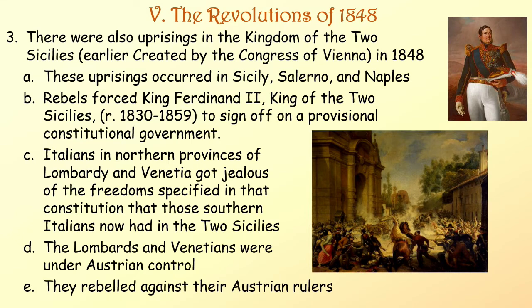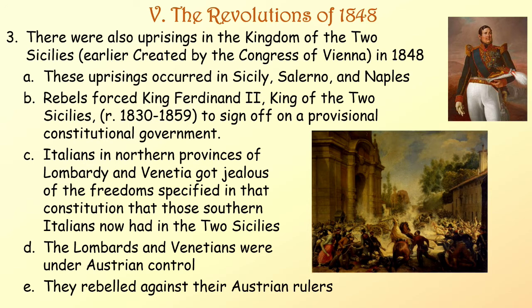There were also uprisings in the Kingdom of the Two Sicilies. This country was created by the Congress of Vienna in 1815, and these uprisings began in 1848. And these uprisings occurred in Sicily, Salerno, and Naples. Rebels forced King Ferdinand II, King of the Two Sicilies, who reigned from 1830 to 1859, to sign off on a provisional constitutional government.